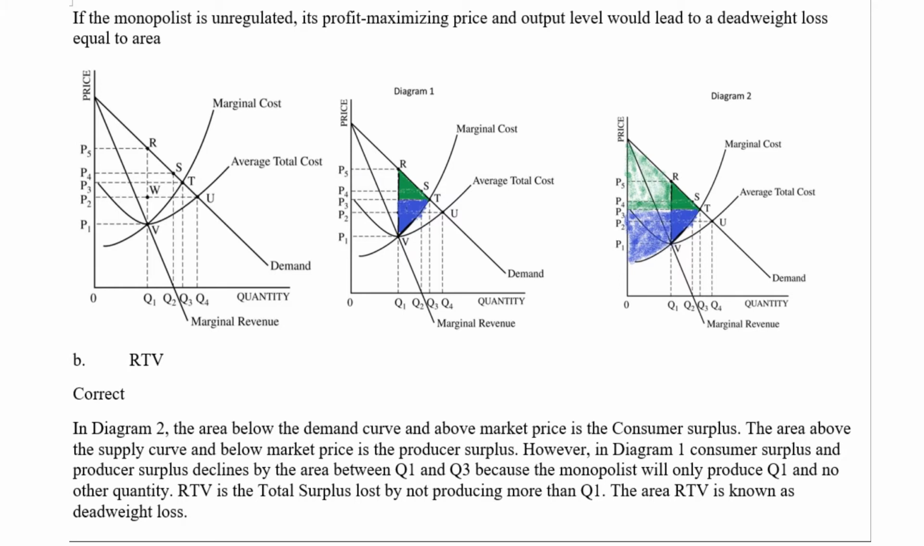In diagram 2, the area below the demand curve and above the market price is the consumer surplus. The area above the supply curve and below market price is the producer surplus. You can see these two areas here highlighted by green and blue in diagram 2. However, in diagram 1, consumer surplus and producer surplus decline by the area between Q1 and Q3 because the monopolist will only produce Q1 and no other quantity. RTV is the total surplus loss by not producing more than Q1. The area RTV is known as deadweight loss.